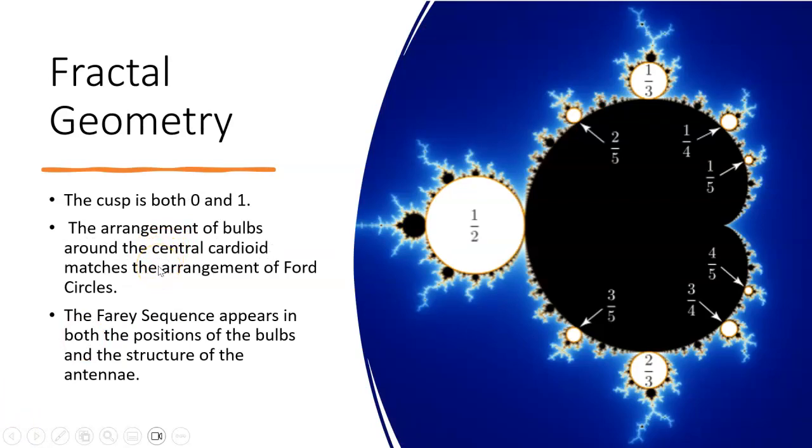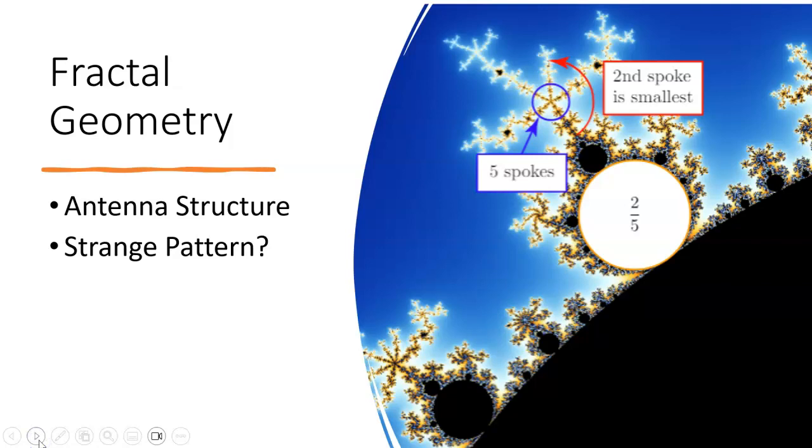Now that brings me to fractal geometry. Here is where we have the Mandelbrot set. What we see is a cardioid over here. We notice these major bulbs, these big circles on the circumference of this cardioid. But look at the location of each one of them: 1/5, 1/4, 1/3, 2/5, going around from 0 to 1. That corresponds to that fourth row in the Farey sequence. That's actually pretty cool. And it appears for both, not just the position of the bulbs, but the structures themselves. Now let's look at the next slide.